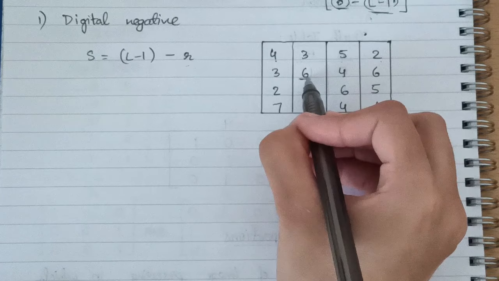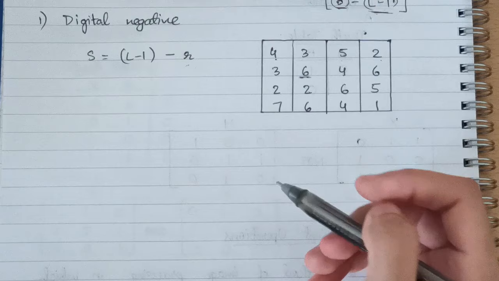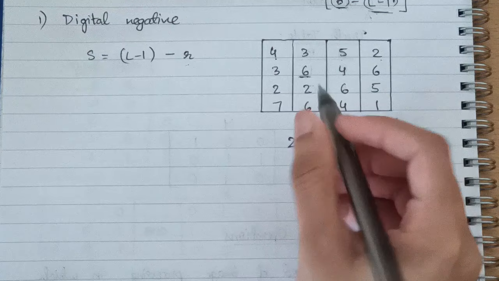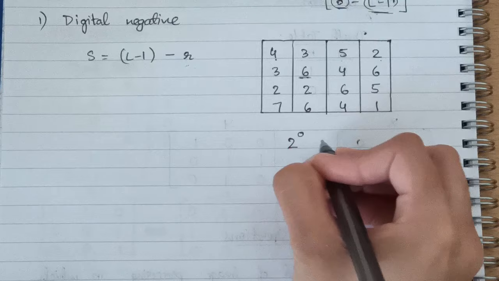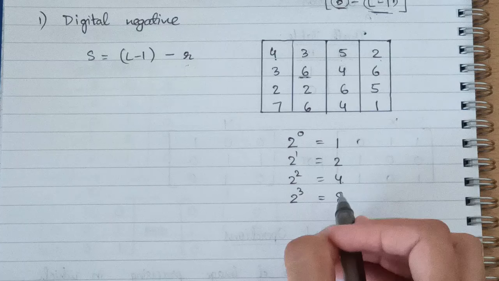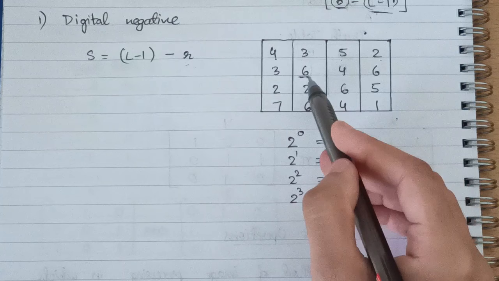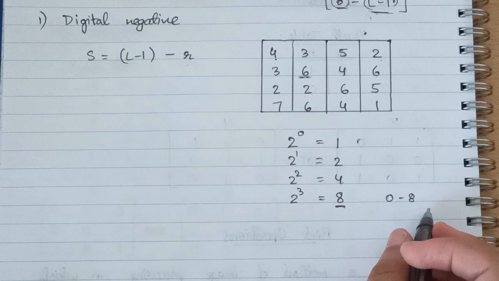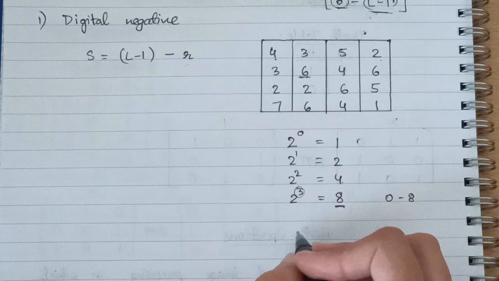Now, if we try to represent these pixels as powers of 2. Suppose we have 2 here and we are trying to represent these pixel values as powers of 2. 2 raised to 0, we get 1. 2 raised to 1, we get 2. 2 square, 4. And 2 cube, 8. Now, 6 lies between 0 to 8. Right? 6 is the highest pixel value and it lies between 0 to 8. So that's why we'll take the number of bits as 3 and we'll take L value as 8.